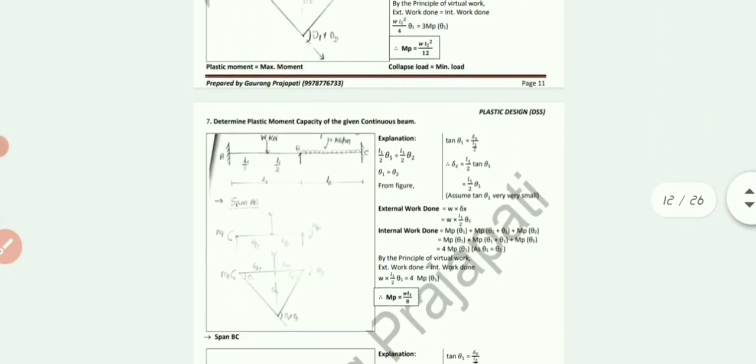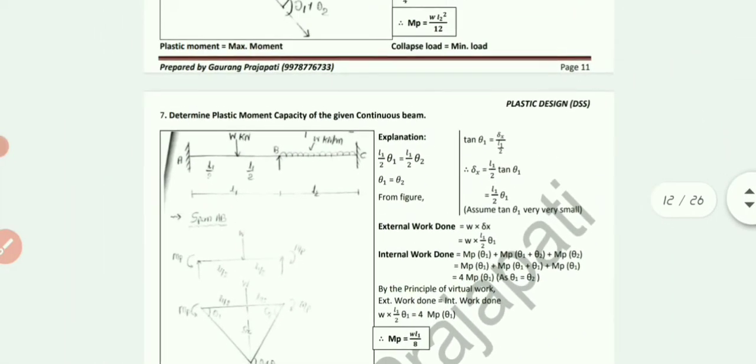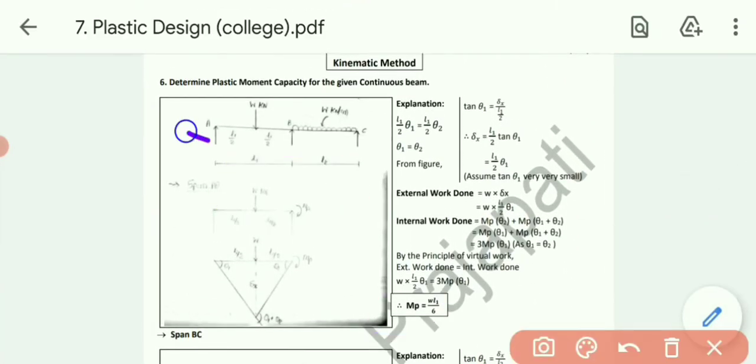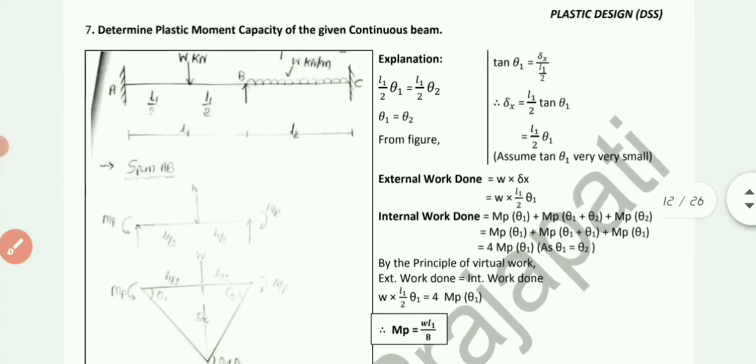Now let's solve another sum. This time let's take the fixed beam. See, in the previous one, what I have done, I have taken simple support at the corners, simple support at A and C. Now instead of the simple support, let me take fixed support this time, that is this one.